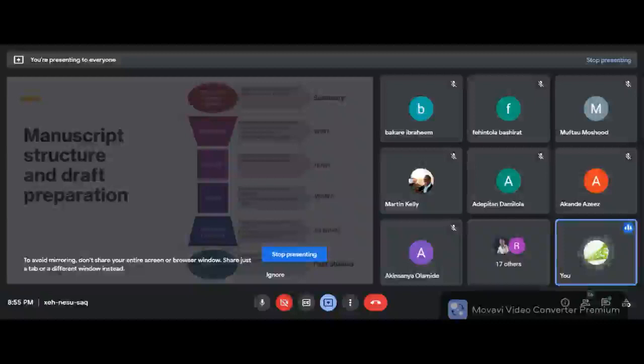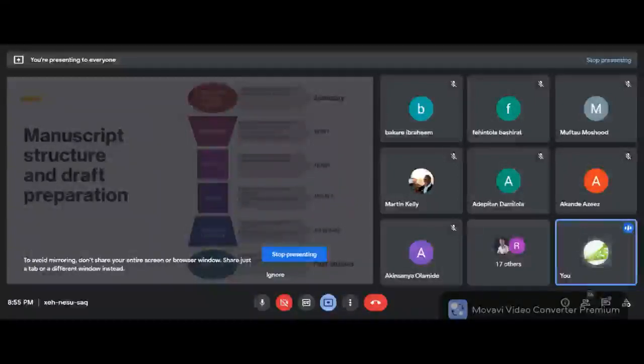So this is followed by the introduction. The introduction is going to be giving the background knowledge about what the research is all about, and then linking the previous data with what you are about to do. That is trying to create a general background, and then identify where the problem is, and then trying to state the research problem.